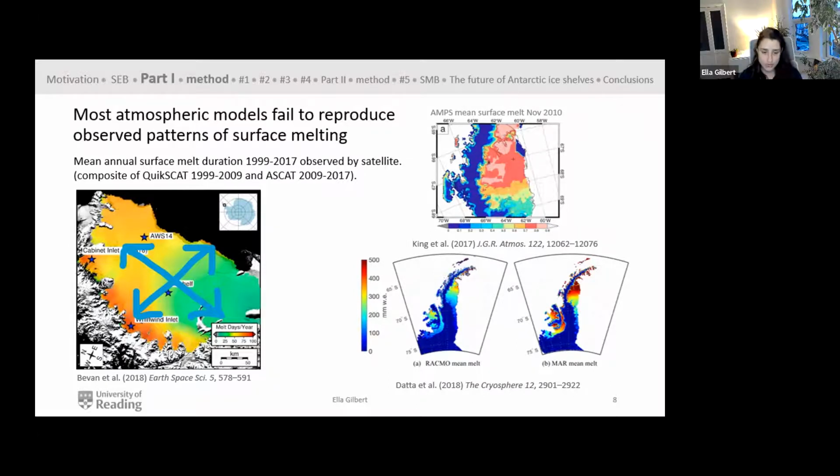Now, if we look over on the right-hand side, we can see that all three of these different regional climate models capture quite well this north-south gradient in melting, but they struggle a little bit when it comes to this east-west gradient. And we need to be sure that my hindcast is capturing those processes and able to represent the processes that cause that east-west gradient in melting, because that's a very strong feature of what's happening on Larsen C. So we need to be confident that it's able to represent that.